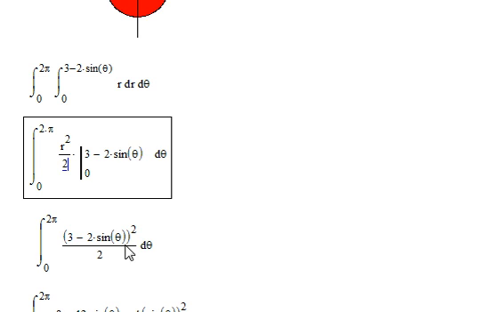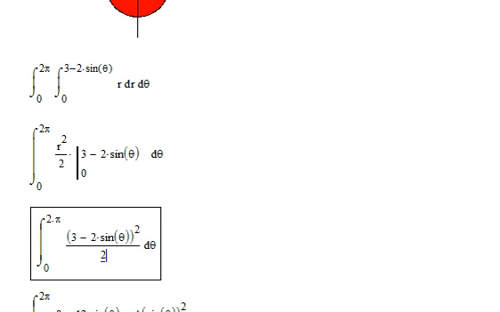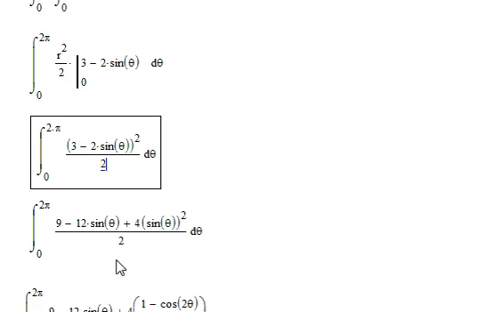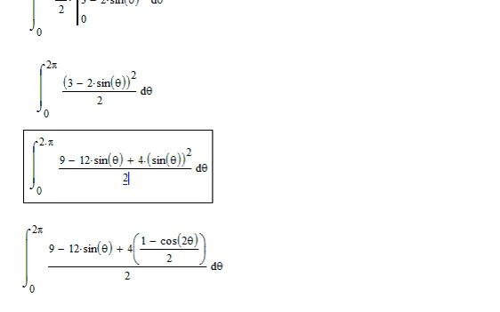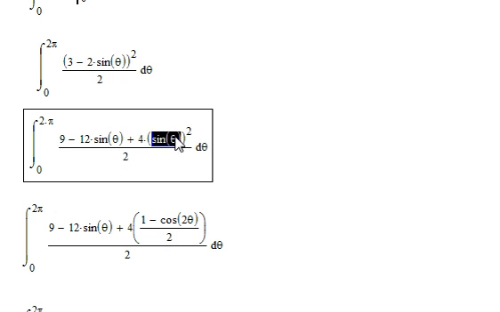And so we get 3 minus 2 sine squared theta over 2, which algebraically, if you multiply this out, is 9 minus 12 sine theta plus 4 sine squared theta, all over 2. So, what does that mean? How are we going to integrate sine squared theta?